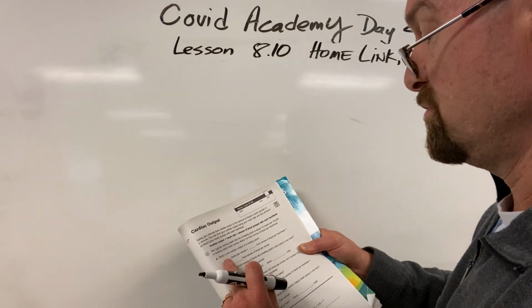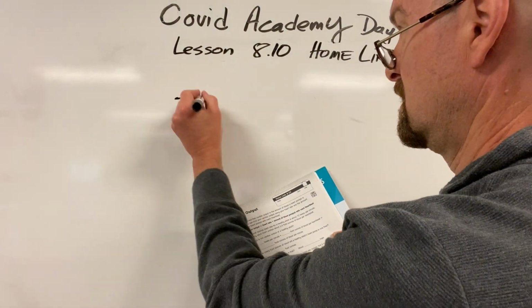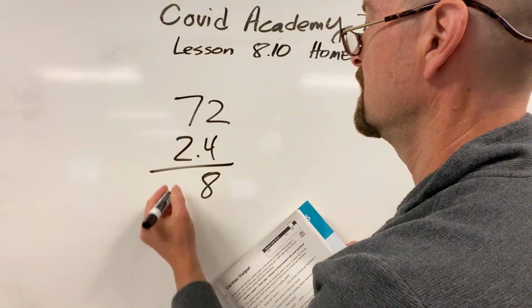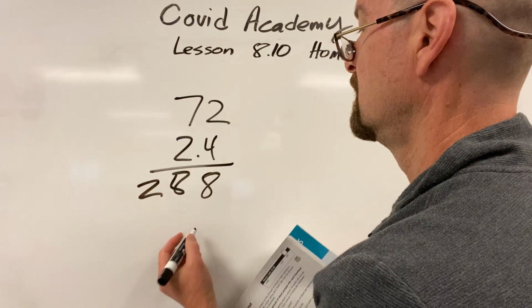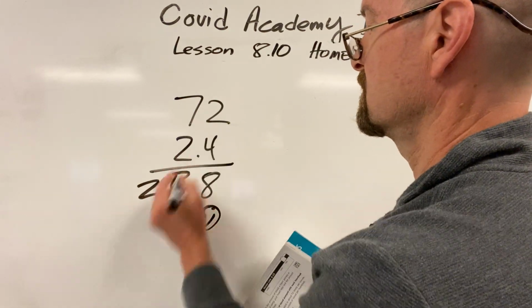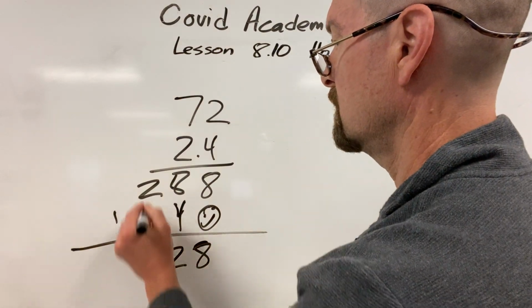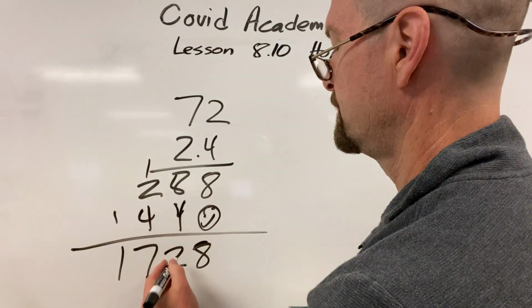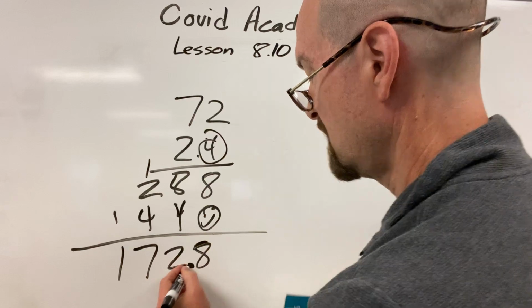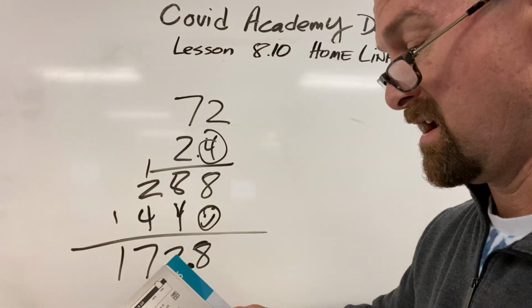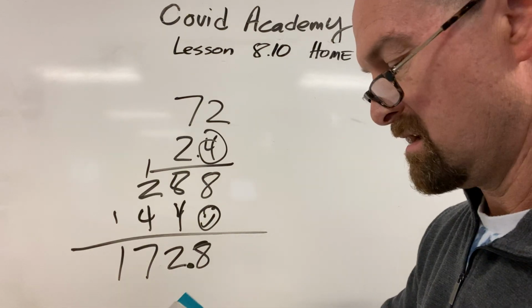What is the cardiac output? It would be 72 times 2.4. Oh my God, that's like 8 and then 28. And then we do this, 4 and 14. Okay, 8, 2, carry the 1, 6, 7, 1. That is 172.8 fluid ounces per minute. Wow, that's a lot of blood.